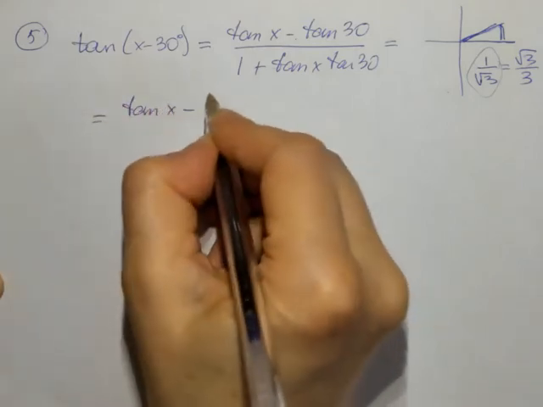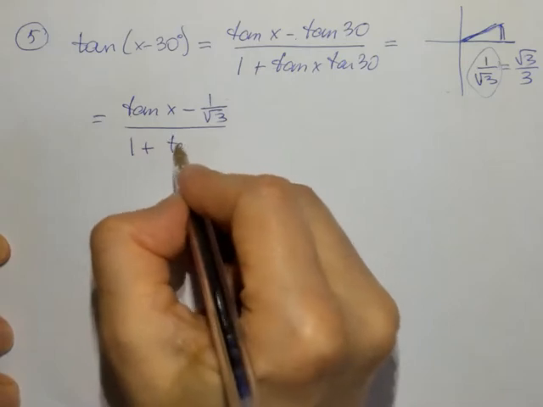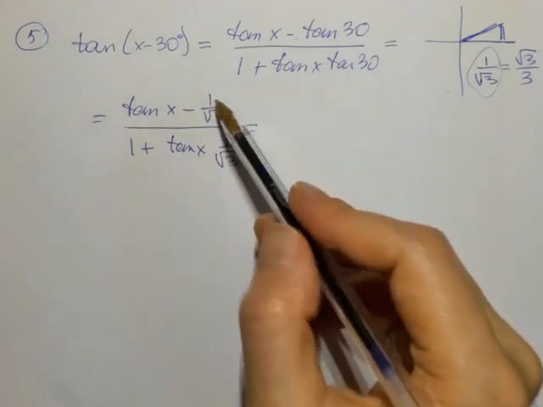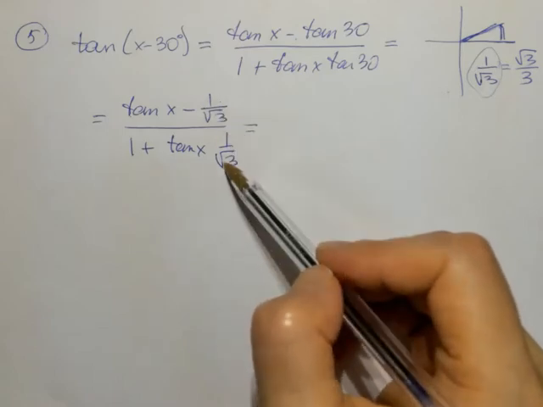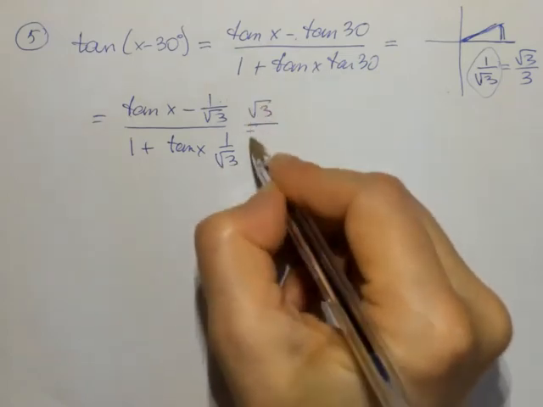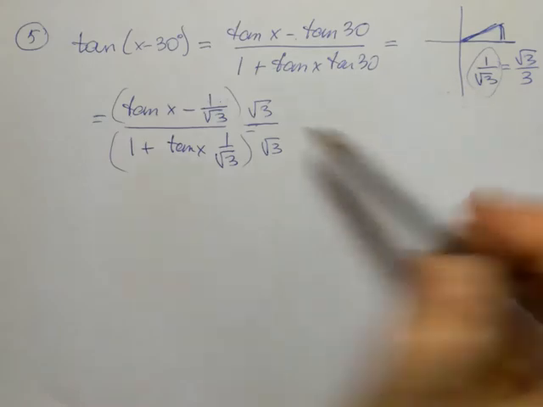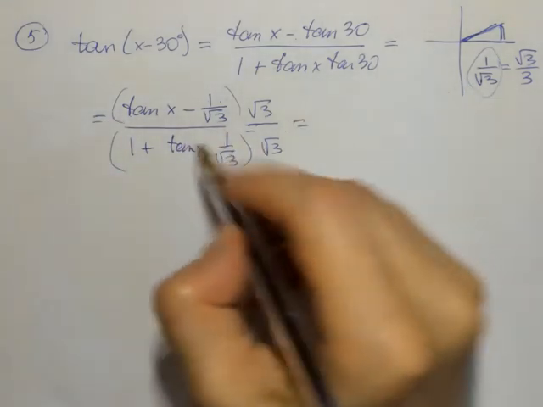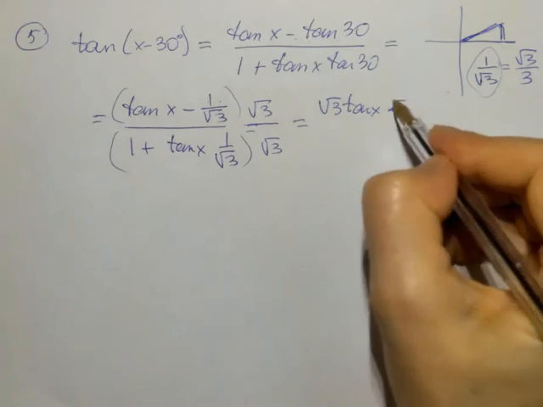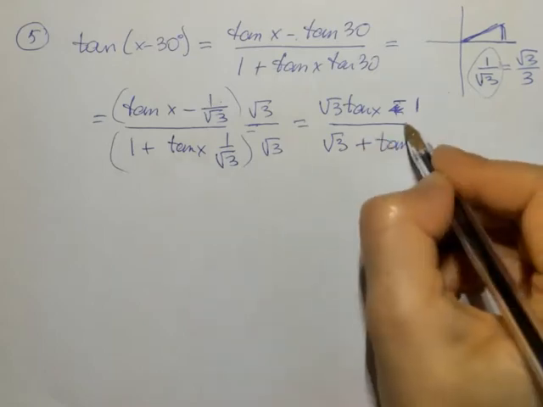tan x minus 1 over square root of 3 divided by 1 plus tan x times 1 over square root of 3. And we don't want these fractions in numerator and denominator, they have the same denominator. So to rid of this, we multiply by square root of 3 the whole numerator and the whole denominator. Square root of 3 is the least common denominator for all these terms. So we have square root of 3 times tan x minus 1 divided by square root of 3 plus tan x.